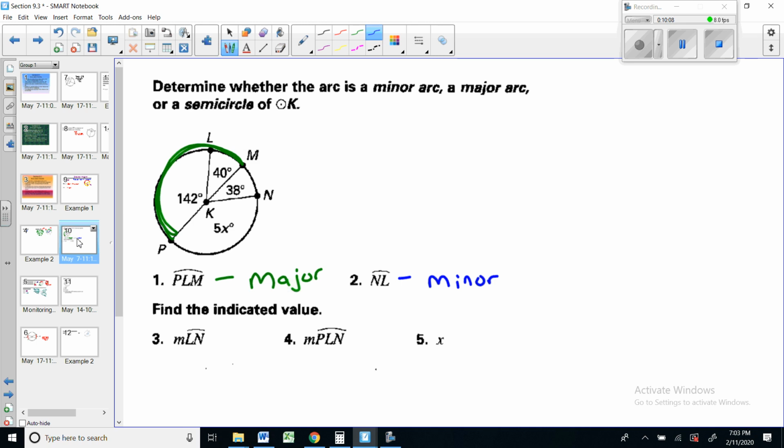All right, our next series of questions asks us to find the measures of our arcs. The first arc it asks us to find is LN. Here's L to N, and those are 2 arcs combined. Remember, we can add our arc measures together, so we take 40 plus 38, and that gives me 78. Question number 4, the arc from P to L to N. This time we have to add all 3 arcs together: 142, 38, and 40. If I add those together, the measure of the arc from P to L to N is 220 degrees.